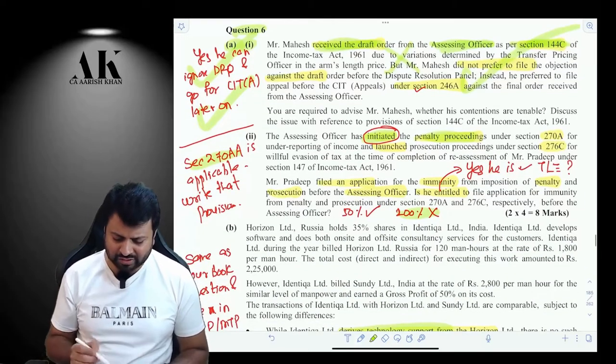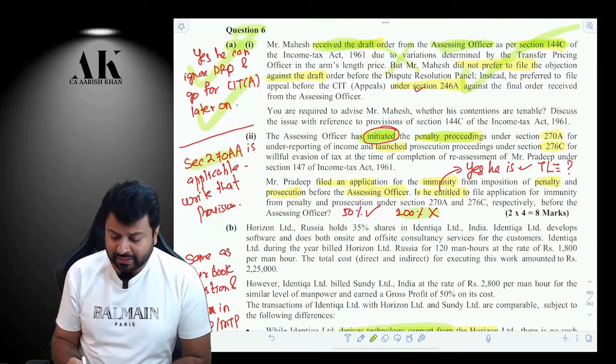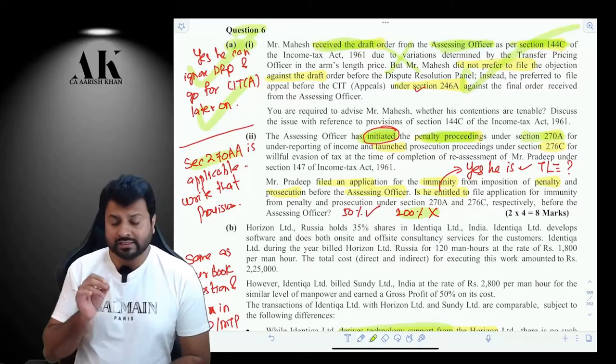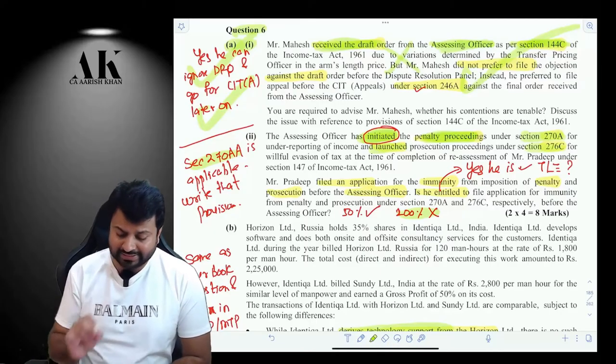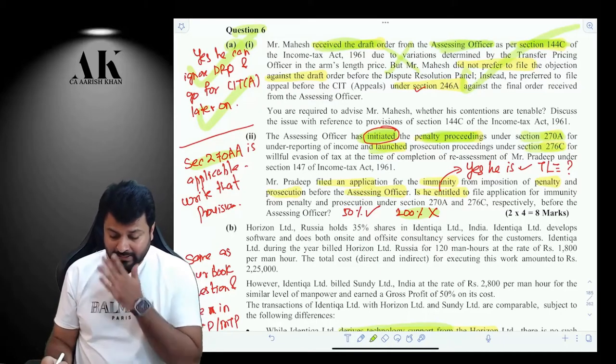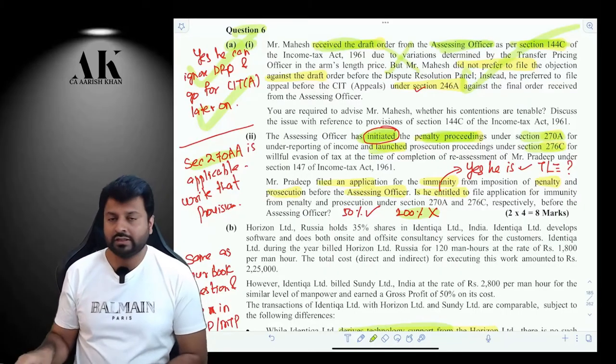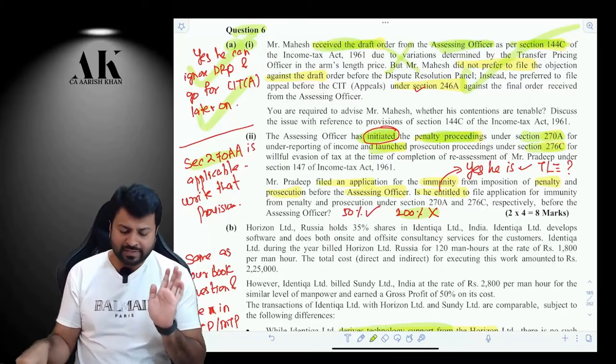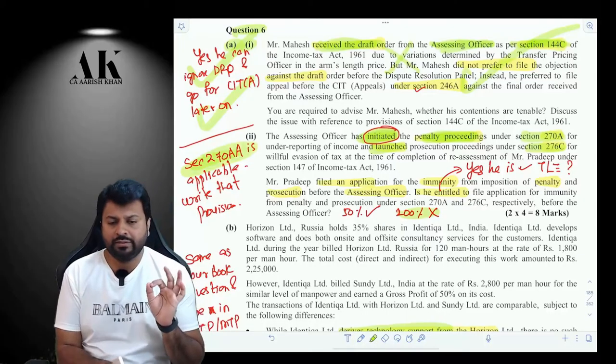Next one is a theory question. The assessing officer has initiated a penalty proceeding under 270A. The assessing officer has also launched prosecution against the assessee. The assessing officer has done both the things. Now, the assessee wants immunity from this. What are the conditions? He has to follow a few things. Then his penalty will be immune and his prosecution will be immune under 270AA.